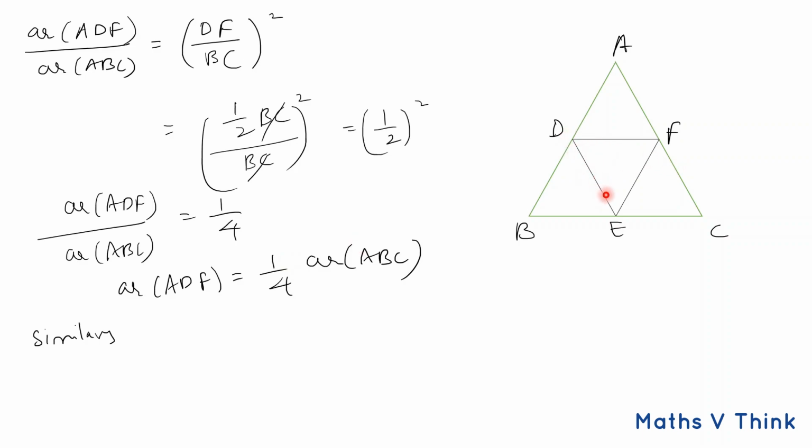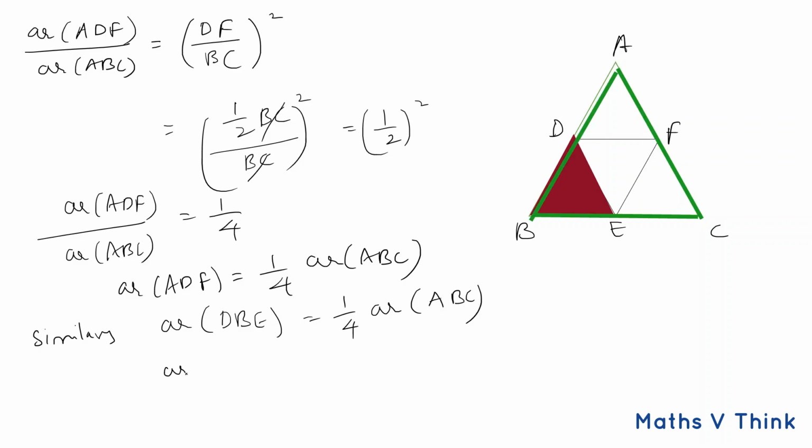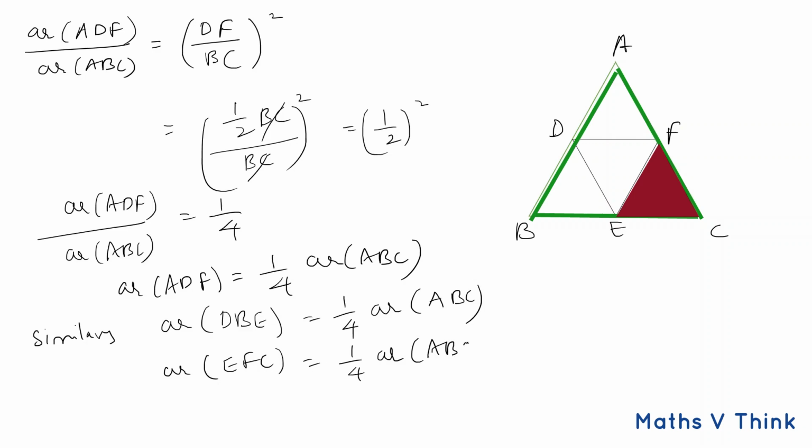Similarly, I'll be telling DE is also parallel to AC. So, by midpoint theorem, DE will be equal to half of AC, and then by taking this triangle and this triangle, you need to prove the similarity of those triangles. Same way, I'll be getting area of DBE is equal to 1 by 4th of area of ABC. Same way area of EFC will be equal to 1 by 4th of area of ABC.